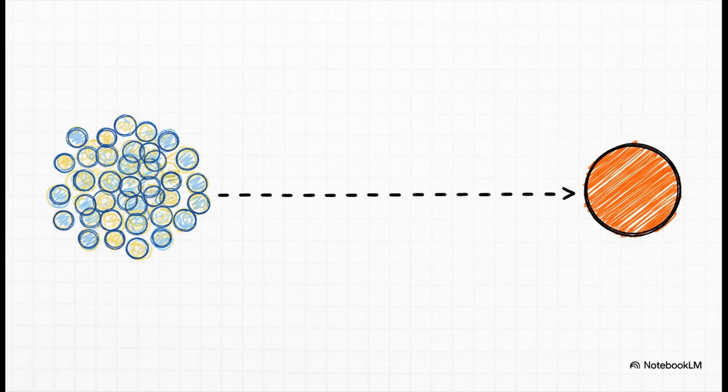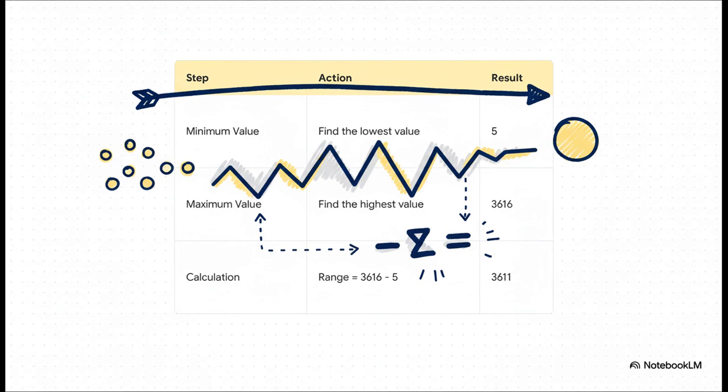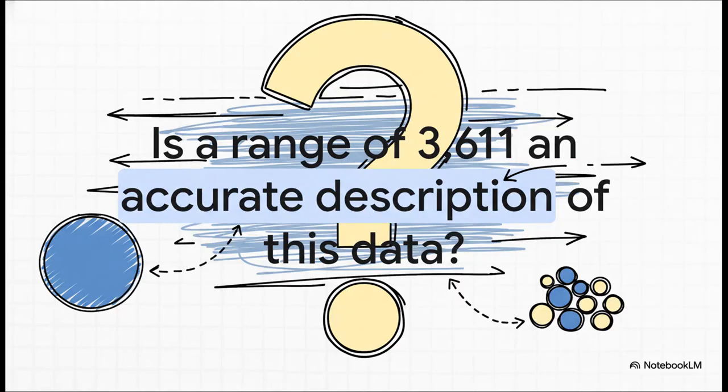You've got all these nice small numbers just kind of hanging out together. And then, bam, you've got 3616, which is just way out there on its own. So, when we go calculate the range here, we find our lowest value is 5, and our highest is that giant one, 3,616. That gives us a range of 3,611. I mean, wow.